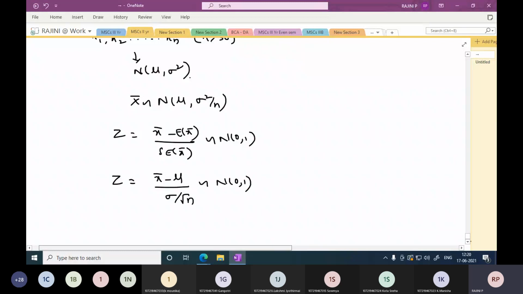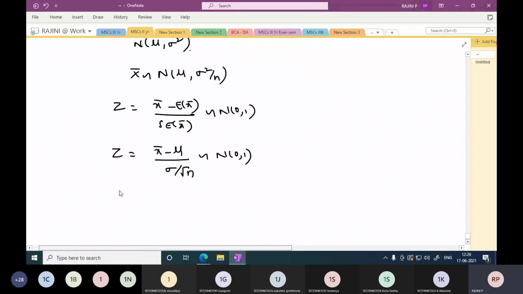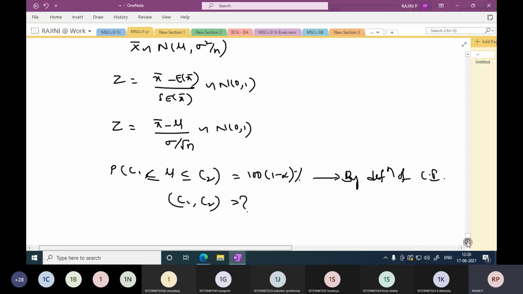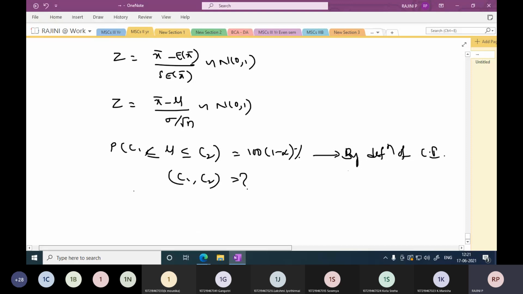Now by the definition of the confidence interval, you need to find C1 less than or equal to mu less than or equal to C2 equal to 100 into 1 minus alpha percentage. So you need to find the limits for mu, that is, what C1 and C2 are. To find this, we are taking the help of the standard normal distribution.